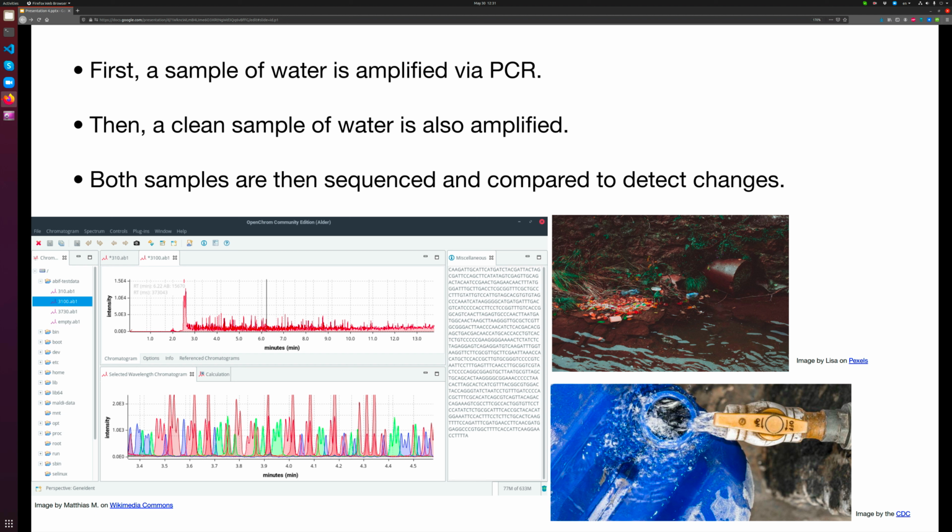So you can see, first, the second image shows very, very dirty water. Here, this very dirty water gets amplified via PCR. Then this very clean water gets amplified via PCR too. And then the samples are sequenced and compared. So you can see an open Chrome. In the miscellaneous tab, you see a random string of letters, but it's composed of the same nucleotides that DNA is composed of: A, T, G, and C. So it's a DNA sequence.